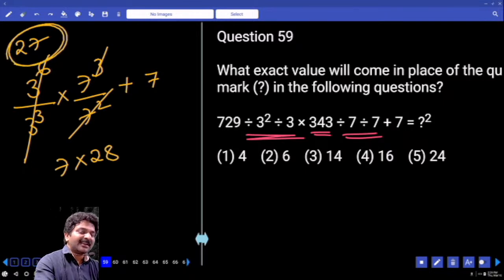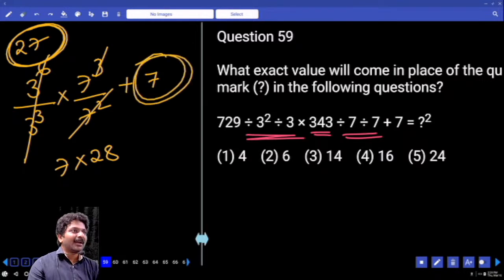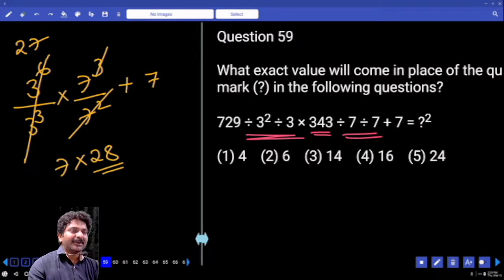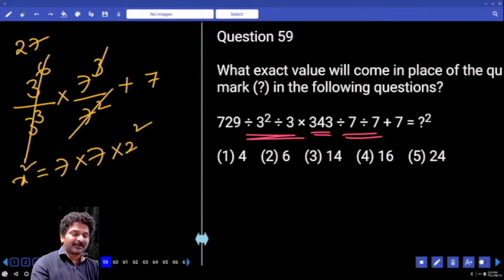How many 7s are here? 27. How many 7s are here? 1. That is a total of 28 7 times only. Yes or no? Can I write 28 as 7 into 4? So 4 I'll write as 2 square. So x square is equal to this much, then x is equal to 7 into 2, 14.